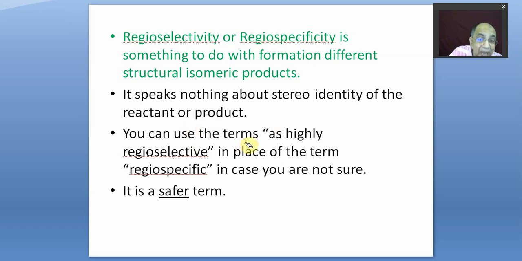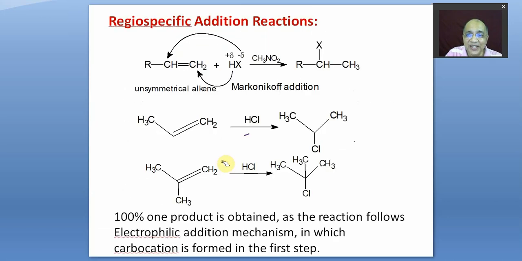If you are a little scared of using the term regiospecific, you can call it highly regioselective. Even, I tell you, even for the formation of tertiary butyl chloride or isopropyl chloride, many authors call it a highly regioselective reaction, because they do not have the data, so they cannot have the confidence to say that it is 100% and regiospecific. So you can use highly regioselective if you are not sure about it.